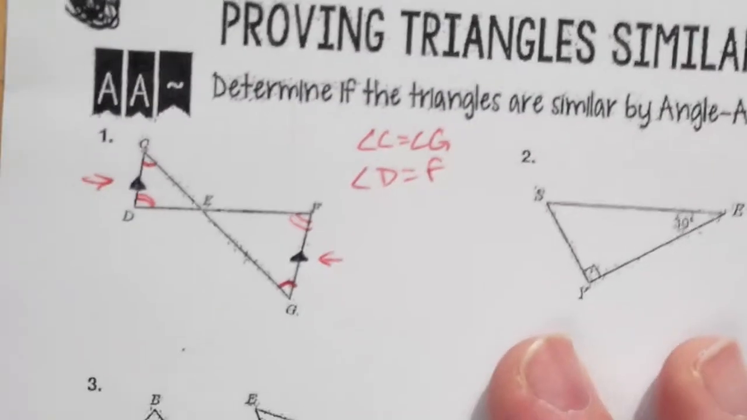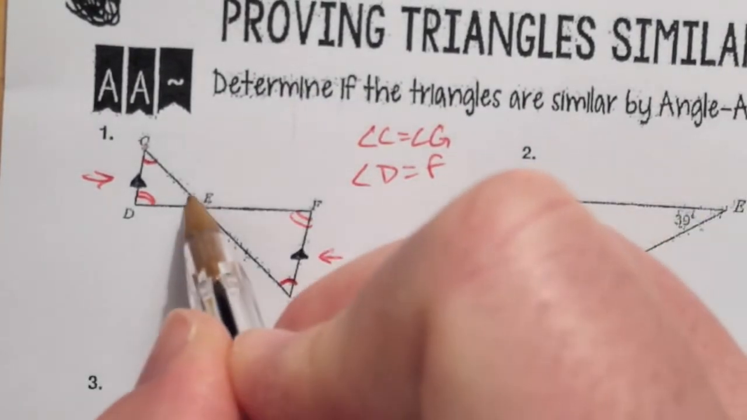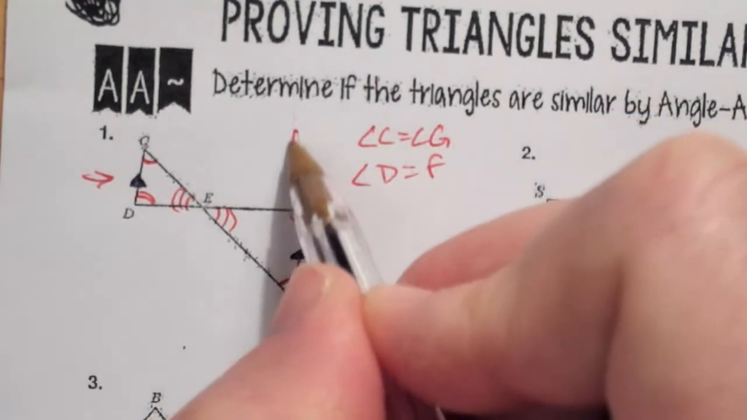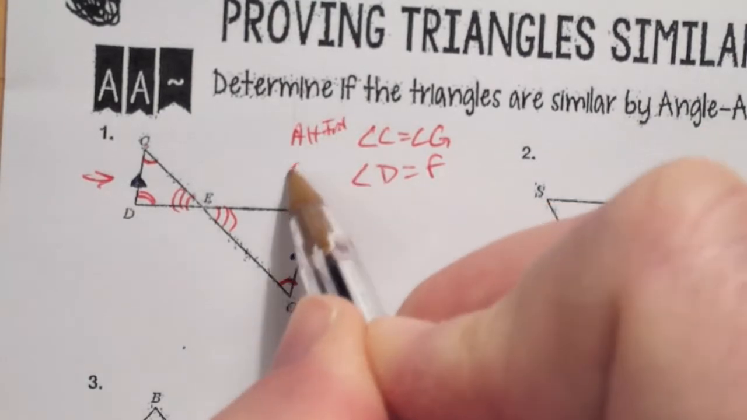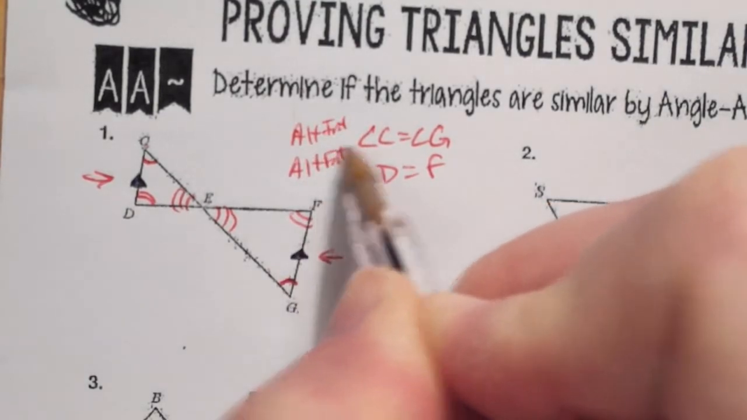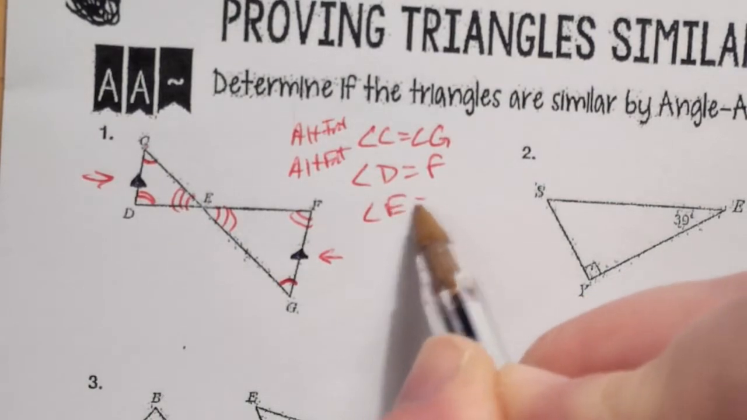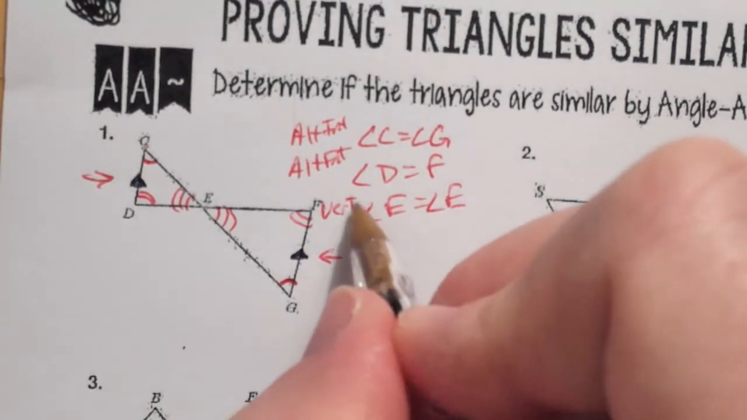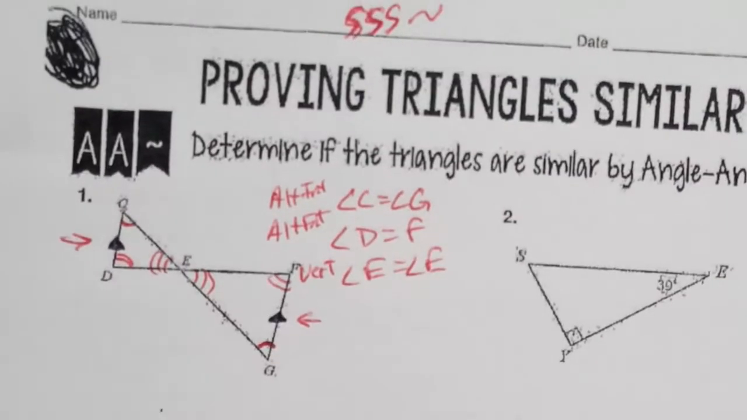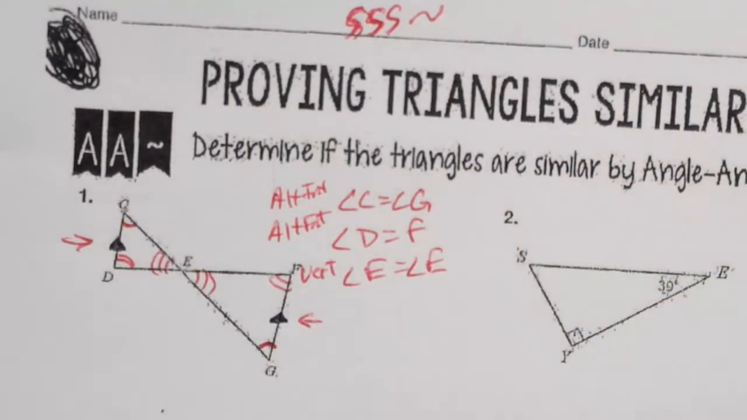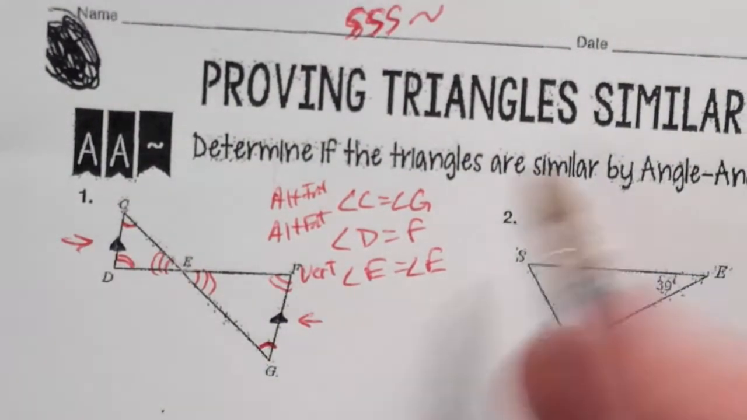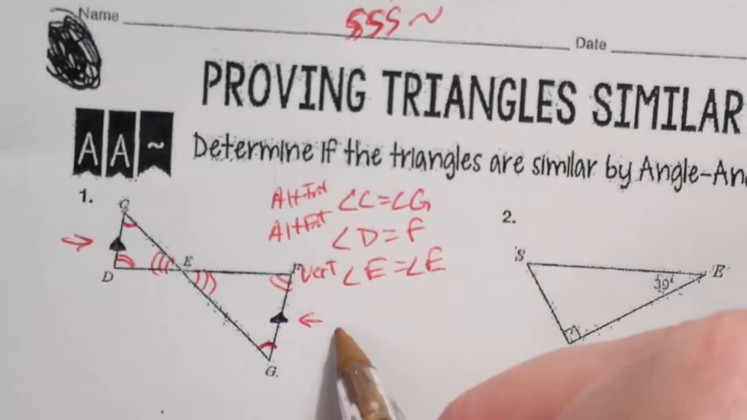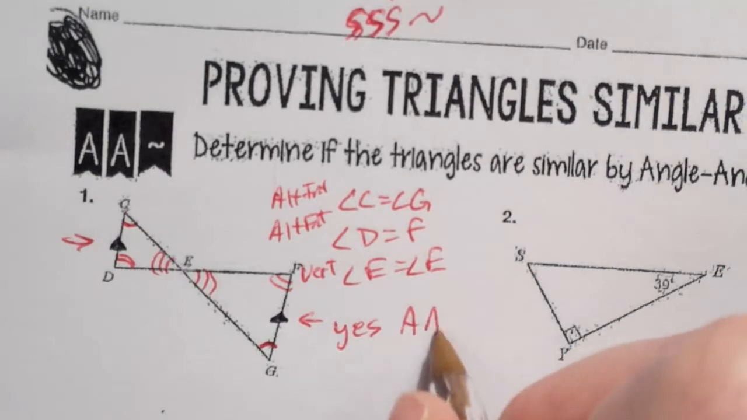And then I have enough information so far, but I can actually go a step further and say 1, 2, 3, 1, 2, 3. So this was because of alternate interior. This was because of alternate interior. And then I know that angle E is equal to angle E on the other one because of vertical angles. Okay, so AA similarity is the same thing as AAA, so I can actually prove all 3. Okay, so then now that we have that, I know that yes, these are similar because of AA similarity.